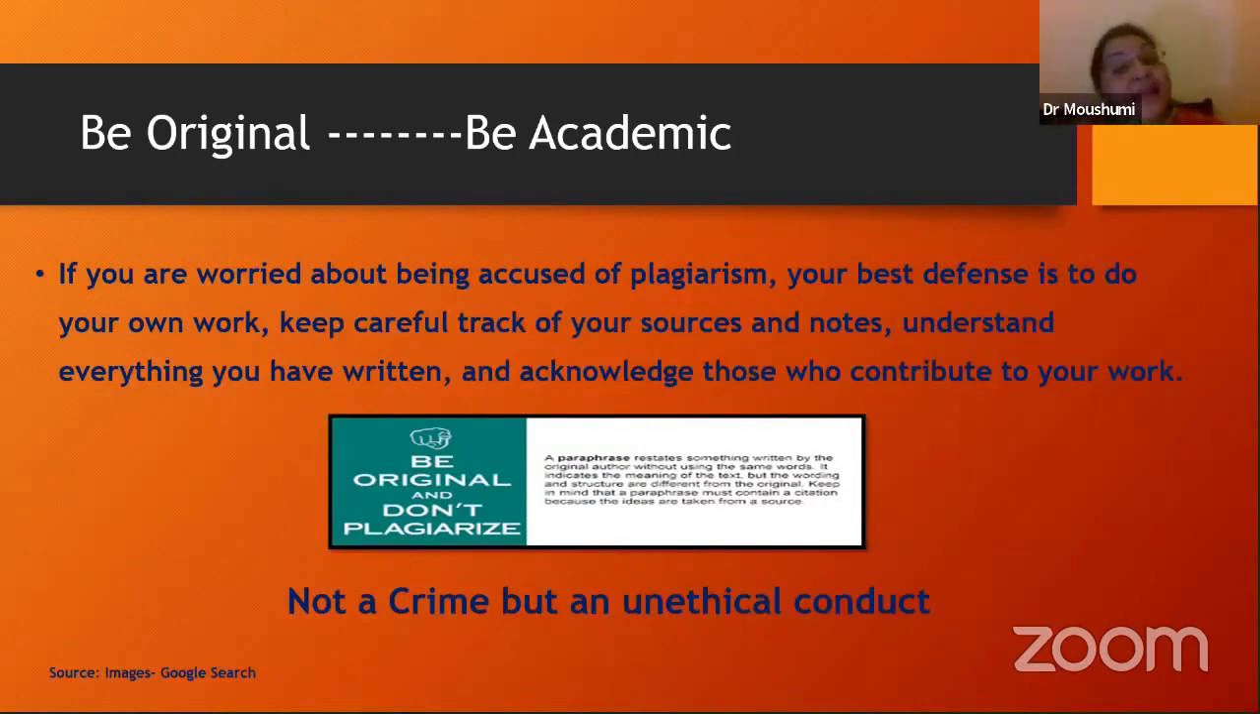Remember one thing: if you had in this 5 days, whatever has been taught, be original. Whenever you're original, you are academic. Whenever you're academic, your knowledge base is strong. If you're worried all the time that you will be accused of plagiarism, you yourself are the best defense for that. Do your own work. Carefully track all the sources, all the notes. Carefully cite, decide a citing style, and keep the style same right to the end. Most important, acknowledge the contributors, whoever has helped you in your research. Plagiarism is definitely not a crime, but it is definitely an unethical conduct. And when you're unethical, you can never be a researcher.